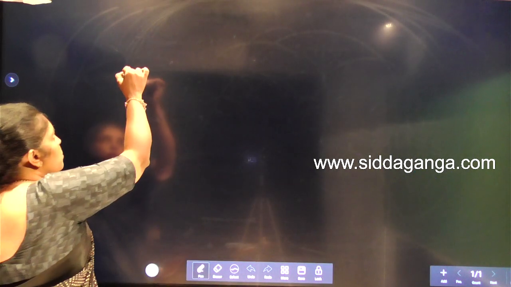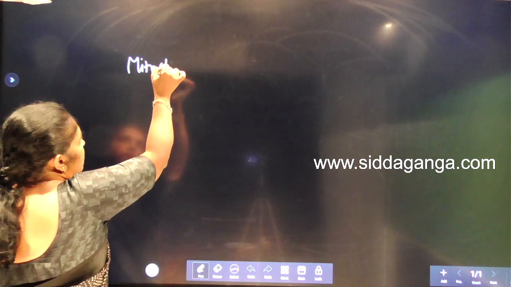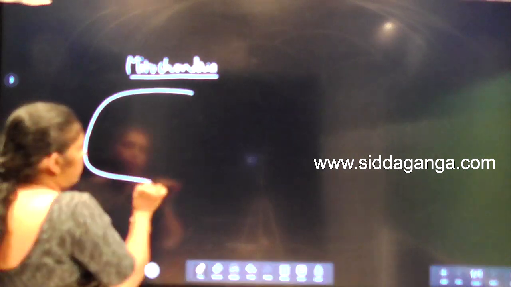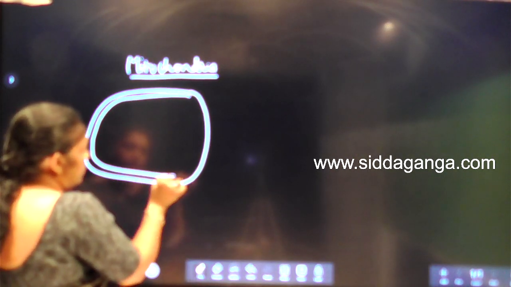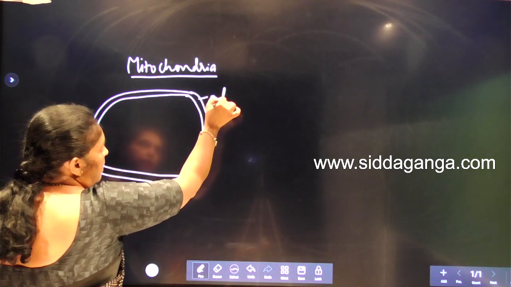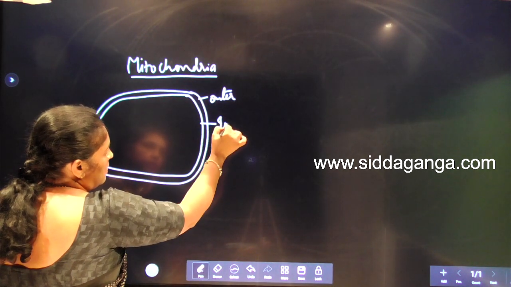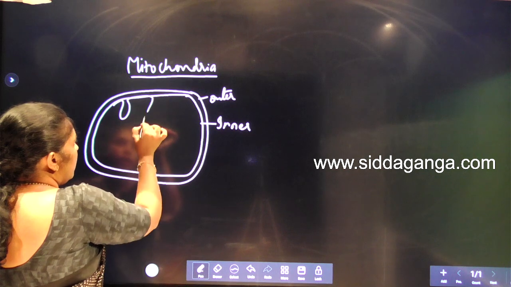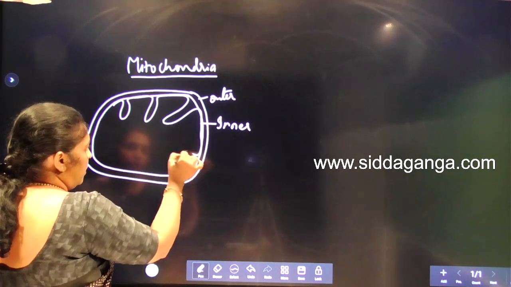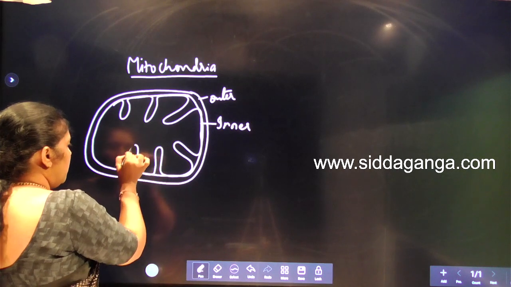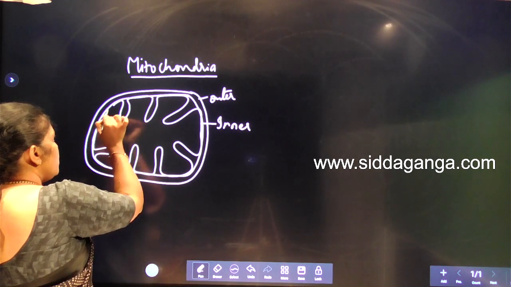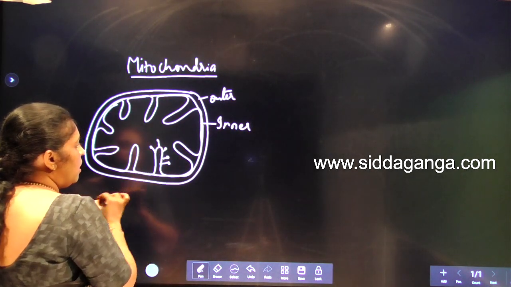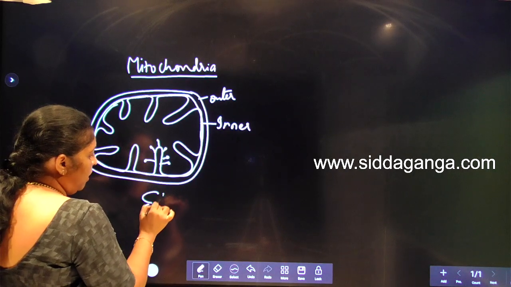Next we'll go with mitochondria, which is seen in both plant cell and animal cell. This is also a double membrane structure having outer membrane and inner membrane. Here the inner membrane shows enfoldings called cristae, where we see the oxidation of glucose. It has F1, F0 particles where we see the oxidation of glucose. That means breaking of glucose.